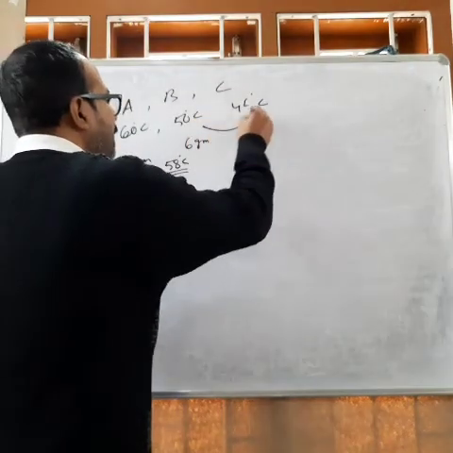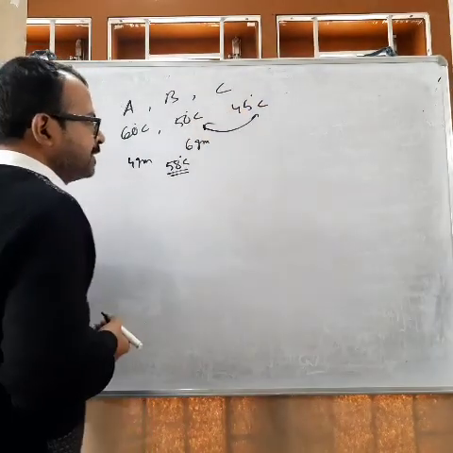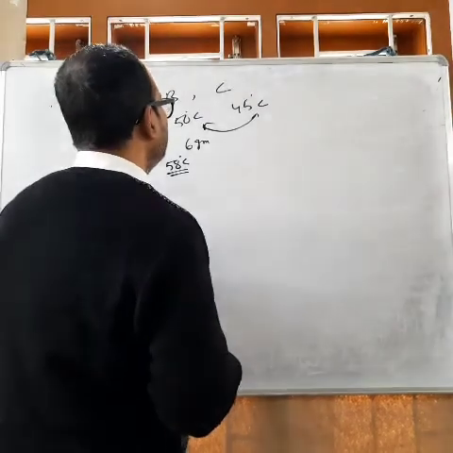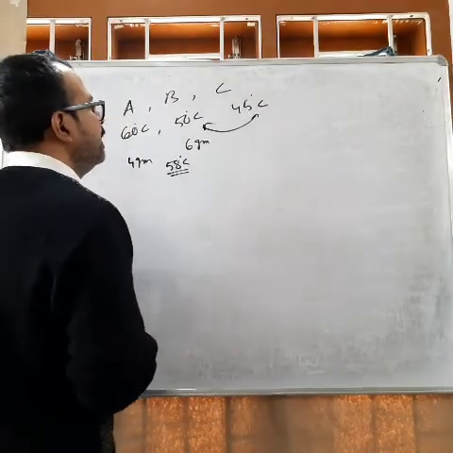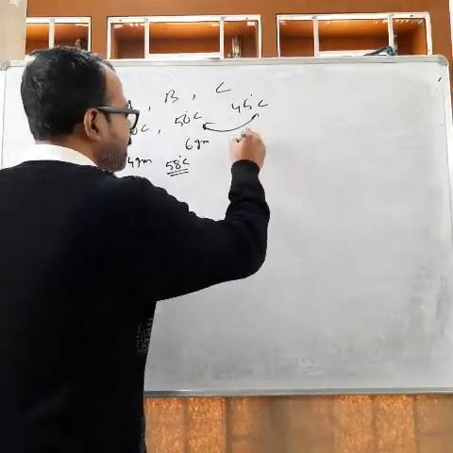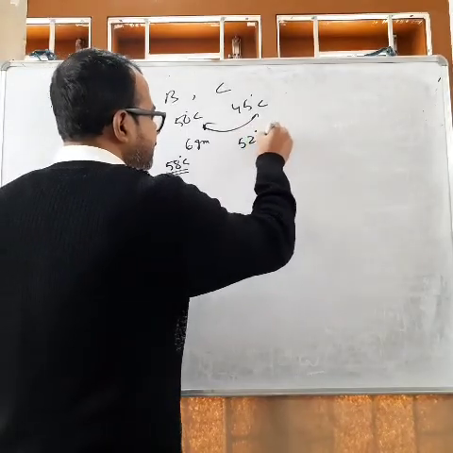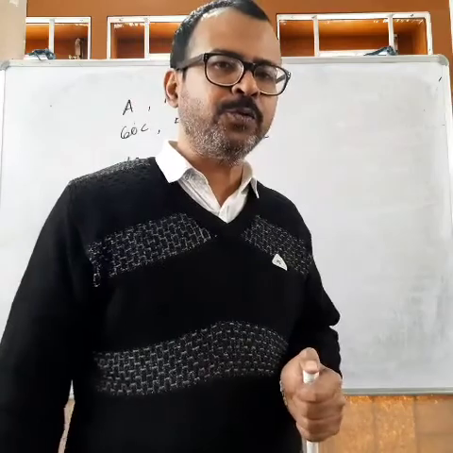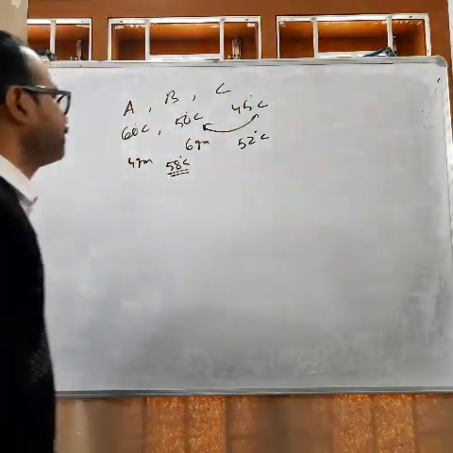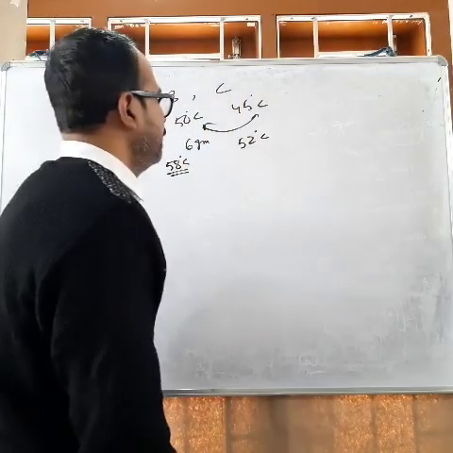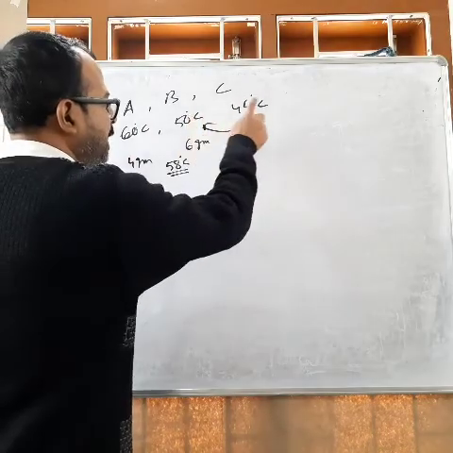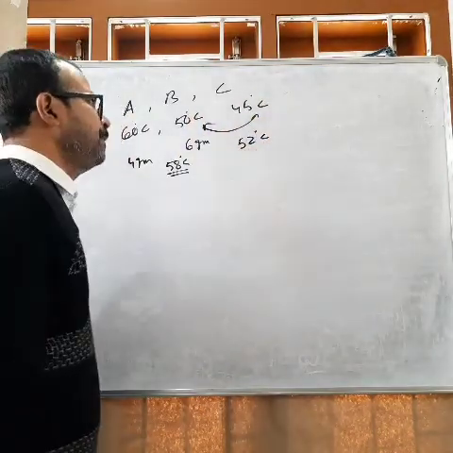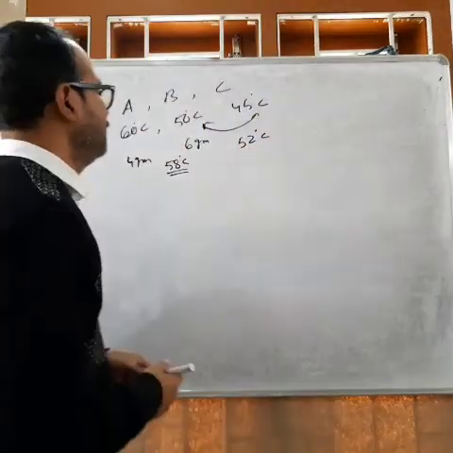When equal amounts of B and C are mixed, the temperature of the mixture becomes 52 degrees C.